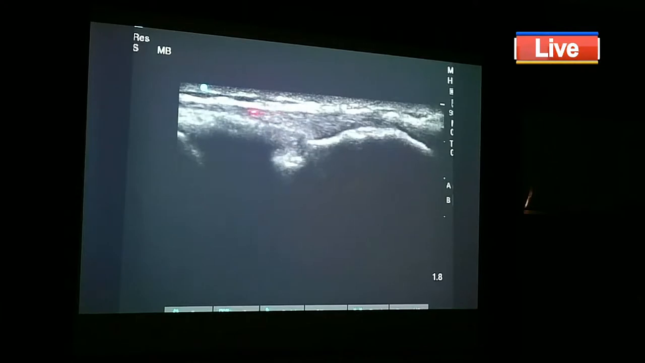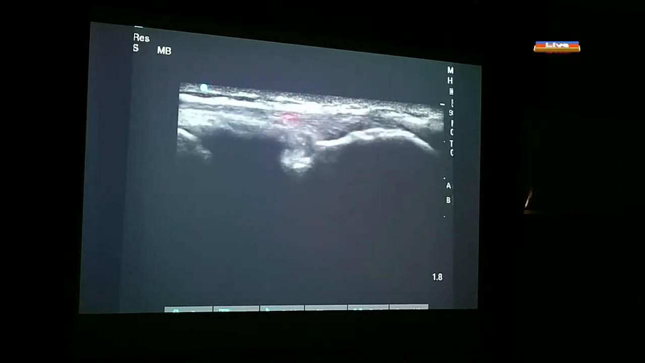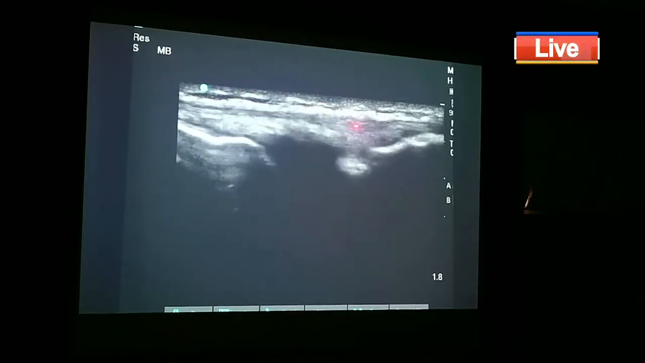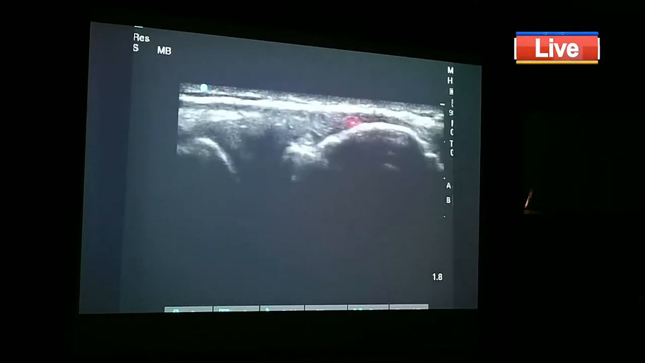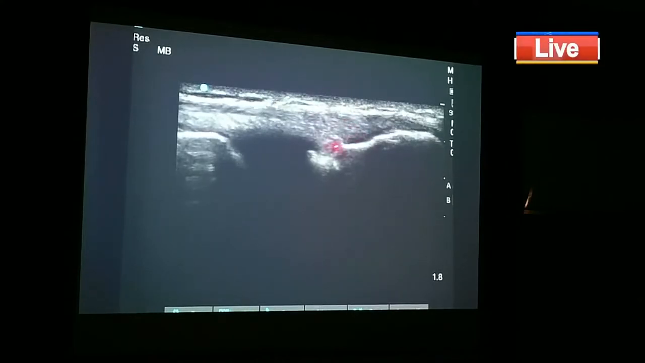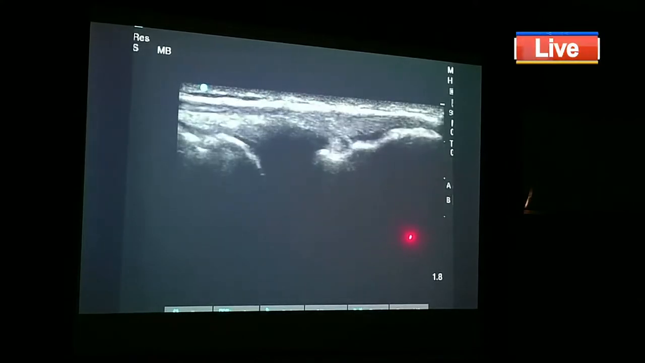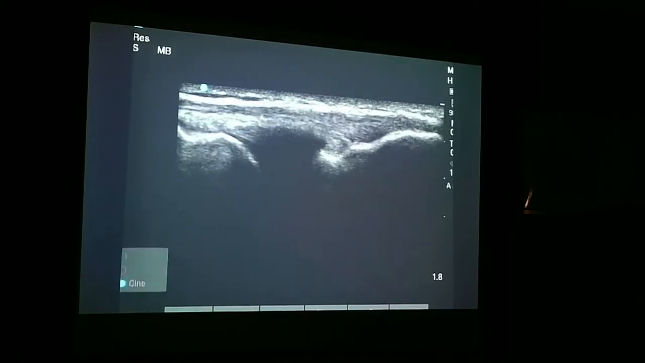You can see, it's looking perfectly straight. There is no structure which is shown in a very black manner or wavy. The usual fibrillar pattern is lost. Now you can see this portion which is slightly black. If I just tilt my probe, this also will become white. If it becomes white, that means it's normal.